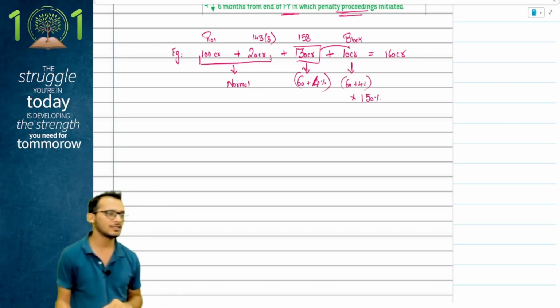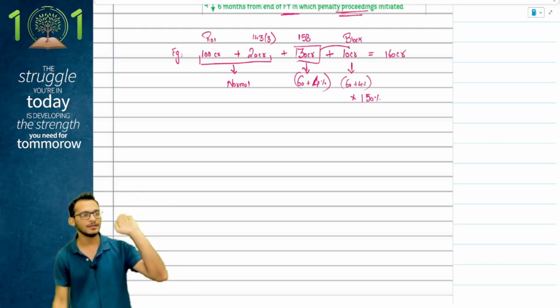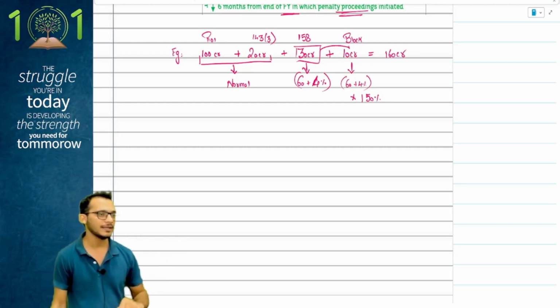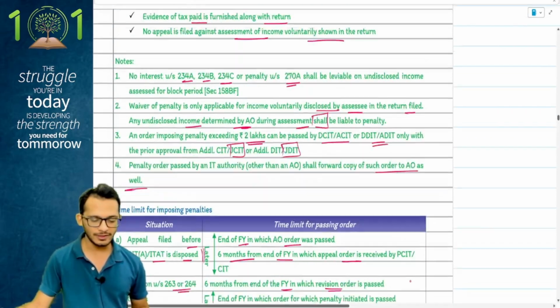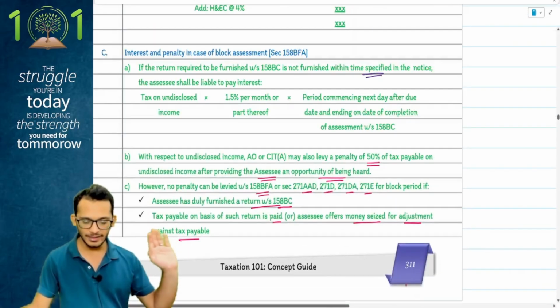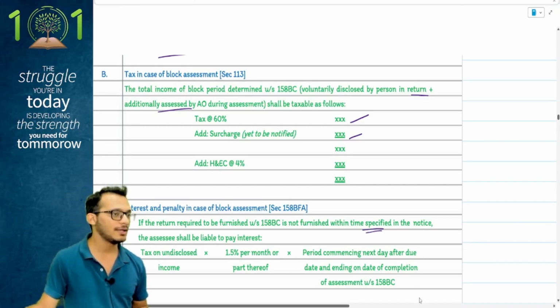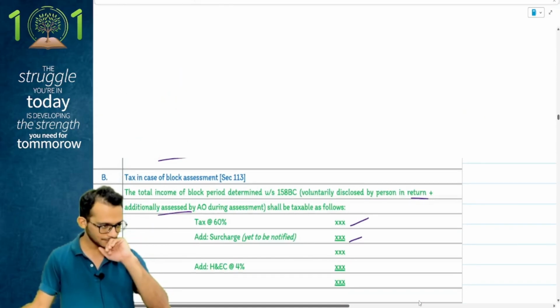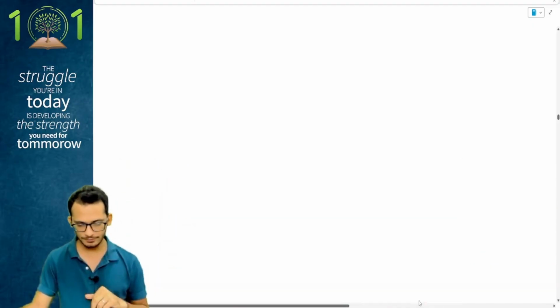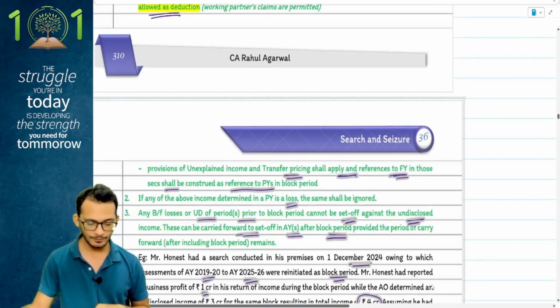Because you're looking at multiple sections, people. The whole search process is happening under 132. The whole block assessment process is happening under 158A. But under 158 also there are different sections. 158BFA talks about interest. 113 talks about your tax. Then check what are the other sections?